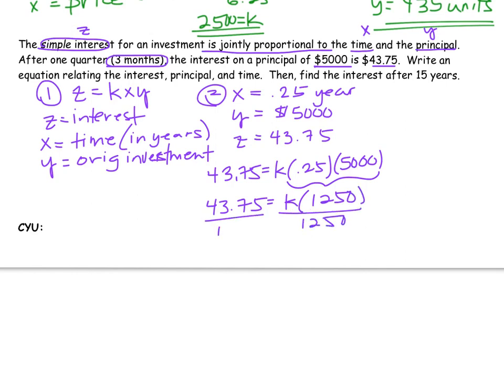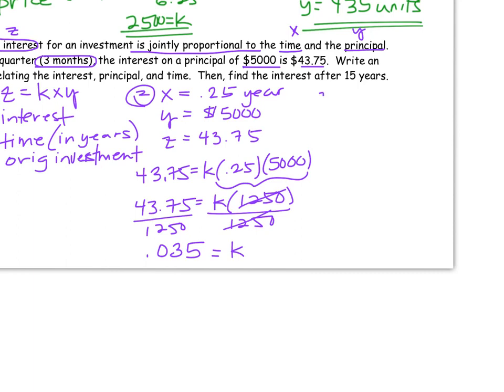And this is kind of like what we did in that very first example. 43.75 divided by 1250 is approximately 0.035. And that would be how you would compare your interest from your principal over a given value of time. Now, we have to plug that into our model to get the general formula. That's our step 3. Remember, z, x, and y won't have numbers now, the variables will be in it, just no numbers for those. So z equals k, which is 0.035, times x times y. There's your general formula.